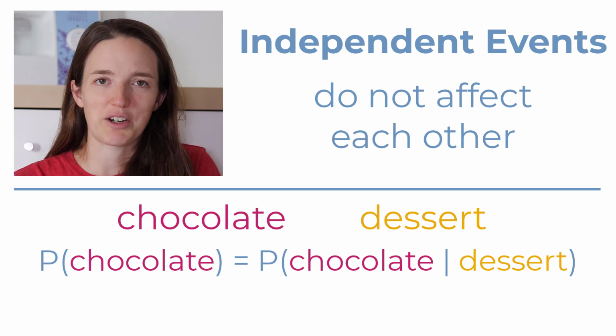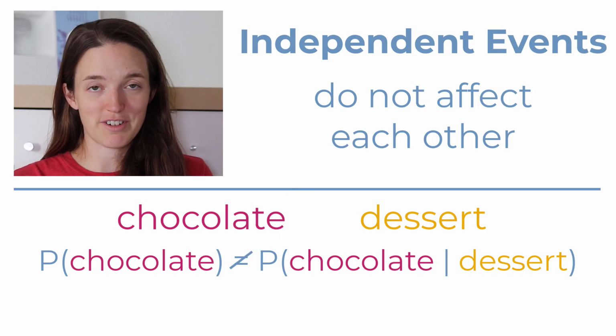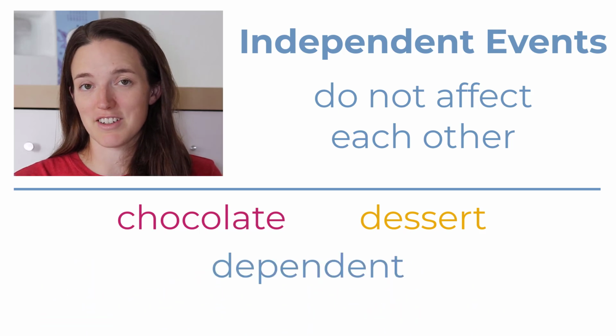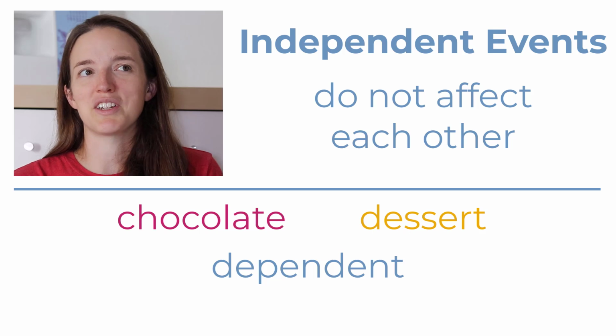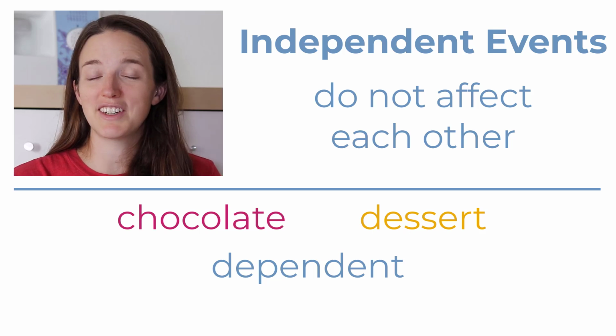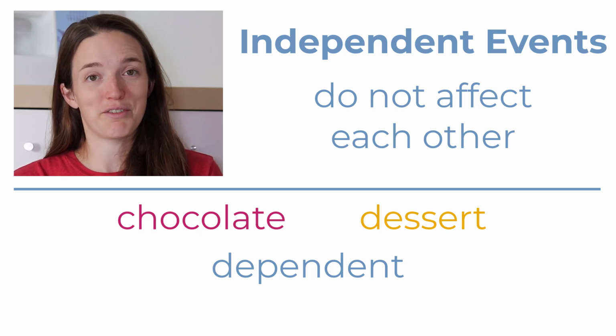Now, in this case, this fact wasn't true. The events is a chocolate recipe and is a dessert recipe, those are dependent, or not independent, if you want to say that. Common sense would tell us that desserts are more likely to have chocolate in them than non-desserts. So it does seem like these two events influence each other.